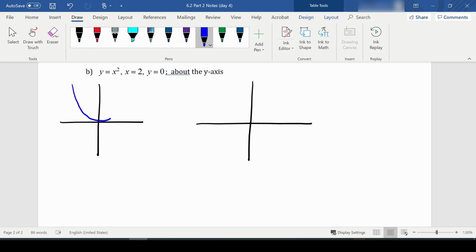This time we have y equals x squared. We have x equals 2. And we have y equals 0. The area that is enclosed by all three of these would be this area in here. Okay. So when we rotate that area, this is our area that we've got. We're rotating about the y-axis. So it's going to rotate over here.